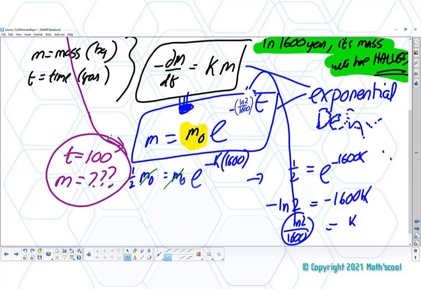When you put in t as 100 in there, the answer will be in terms of m naught. That's fine. We were expecting the answer to be in terms of m naught. We weren't expecting anything else.